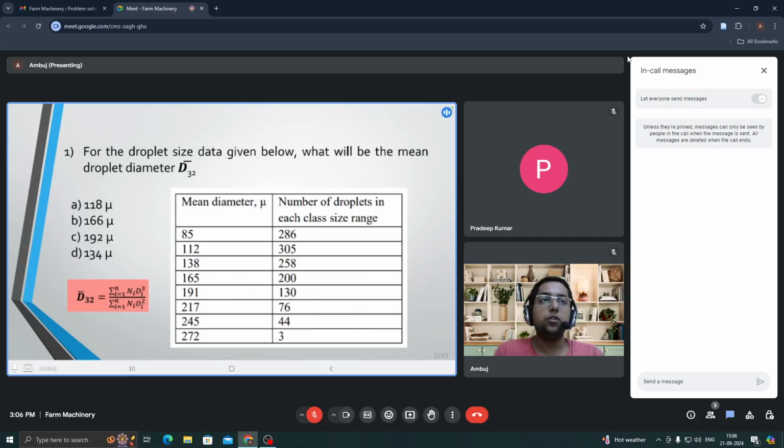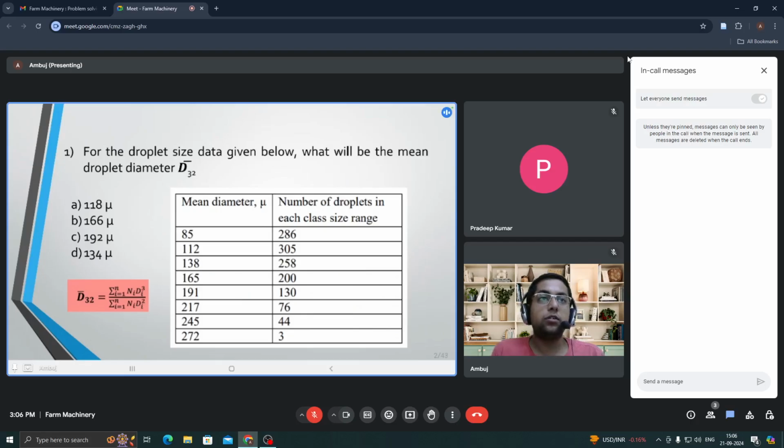So how will you calculate this? For the numerator part of this formula, you have to do ni into di cube. So how will it go? First term would be 286 into 85 cube plus 305 into 112 cube plus 258 into 138 cube. Similarly, for other terms, you have to calculate the numerator first.